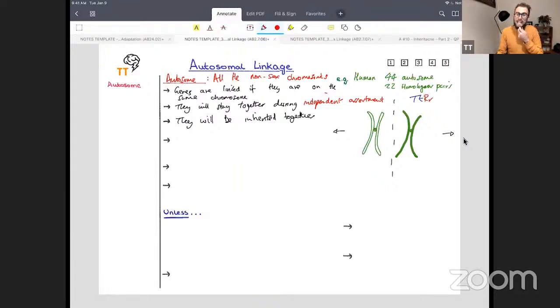Because they're on the same chromosome, the locus for T is going to be here. Obviously, the locus is going to be the same. We know that these sister chromatids are going to have the same allele either side. So one of them is big T, one of them is little t. And then let's say our R allele locus is down here. One is going to be big R, one is going to be little r.